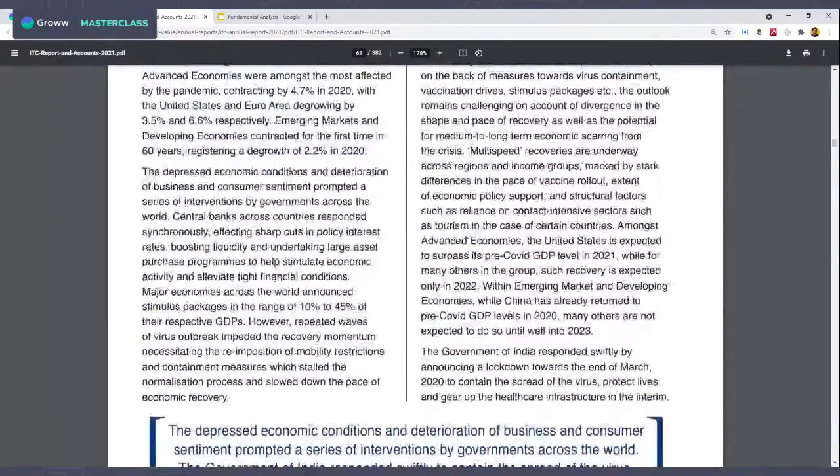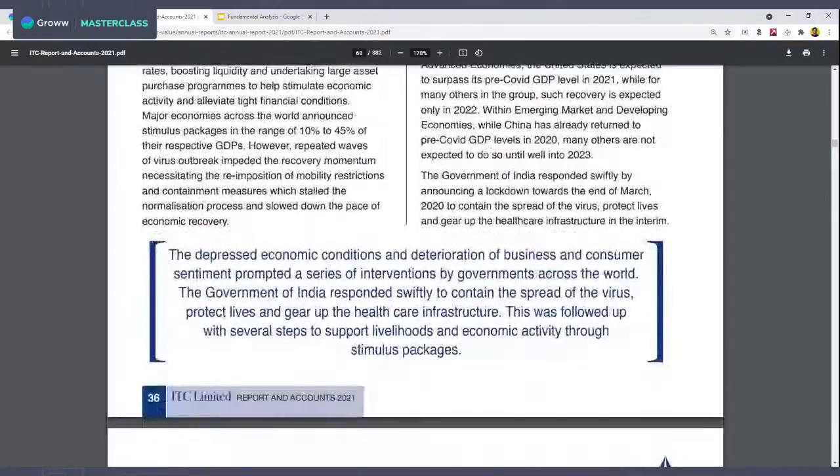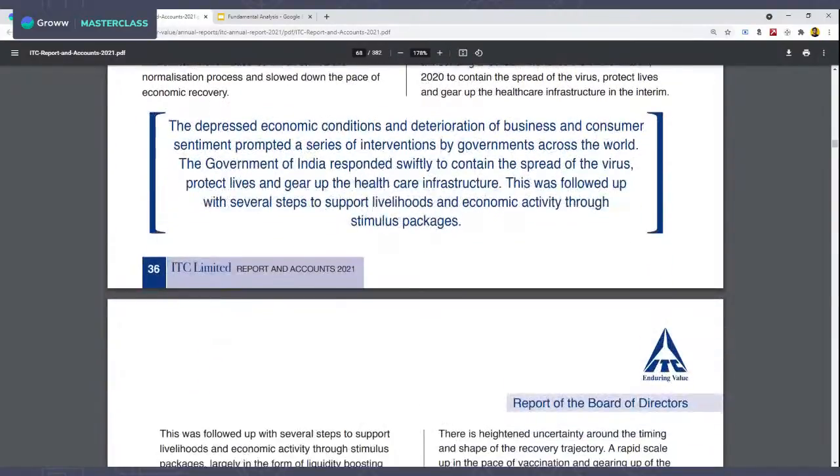The macroeconomic elements of what happened in the world, and they also have some big taglines saying that the depressed economic conditions are, and because of the government, India responded very swiftly and saved a lot of lives. But all of this affected several share prices when the COVID pandemic happened in March 2020.